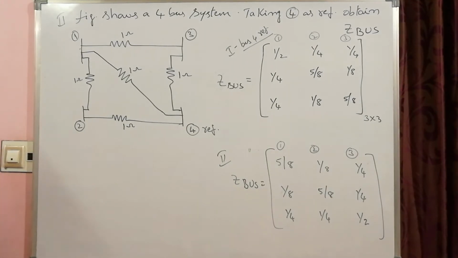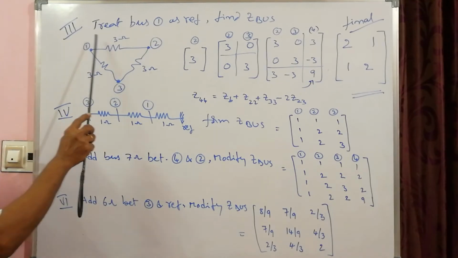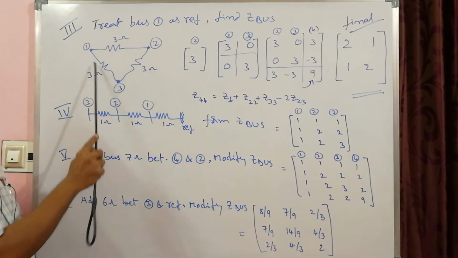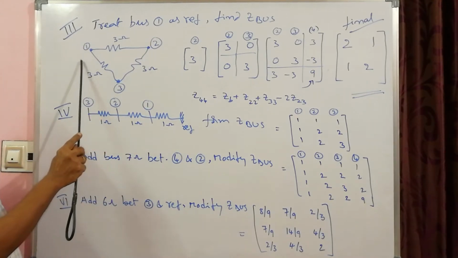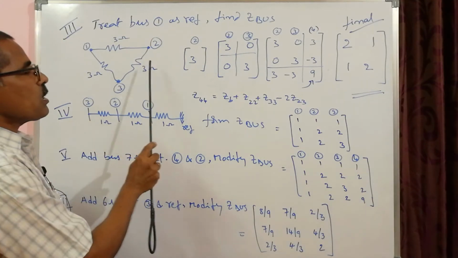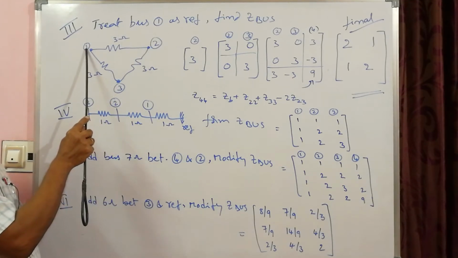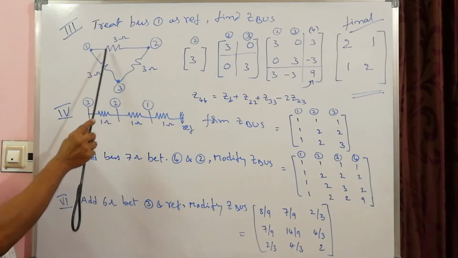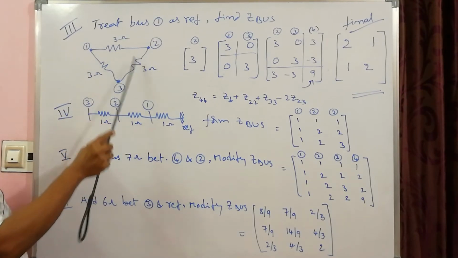Next, third. Okay. So this is third. Treat bus 1 as reference, find Z bus for the given system. So here 3 buses are marked, out of which you are asked to take bus number 1 as reference, form Z bus. So Z bus ultimately is going to be 2 by 2. You are asked to consider bus 1 as reference. So when 1 is taken as reference, 2 and 3 are effective, and the impedances connected between 1 and 2, 1 and 3 and 2 and 3 are all the same, 3 ohms each.